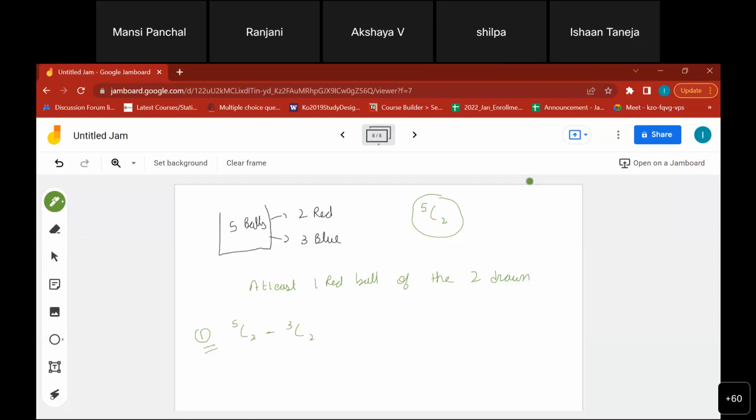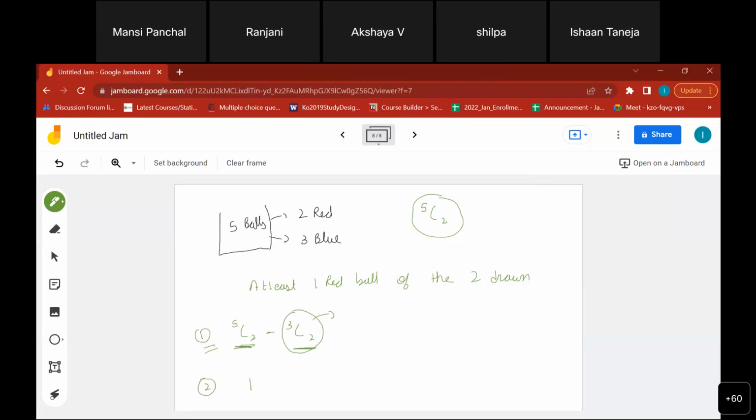In general, I can draw the balls in 5C2 ways. If I subtract those cases in which both the drawn balls are blue, I will get all the cases in which there will be at least 1 red ball. So that 3C2 is the number of ways in which I can draw 2 blue balls from the box.